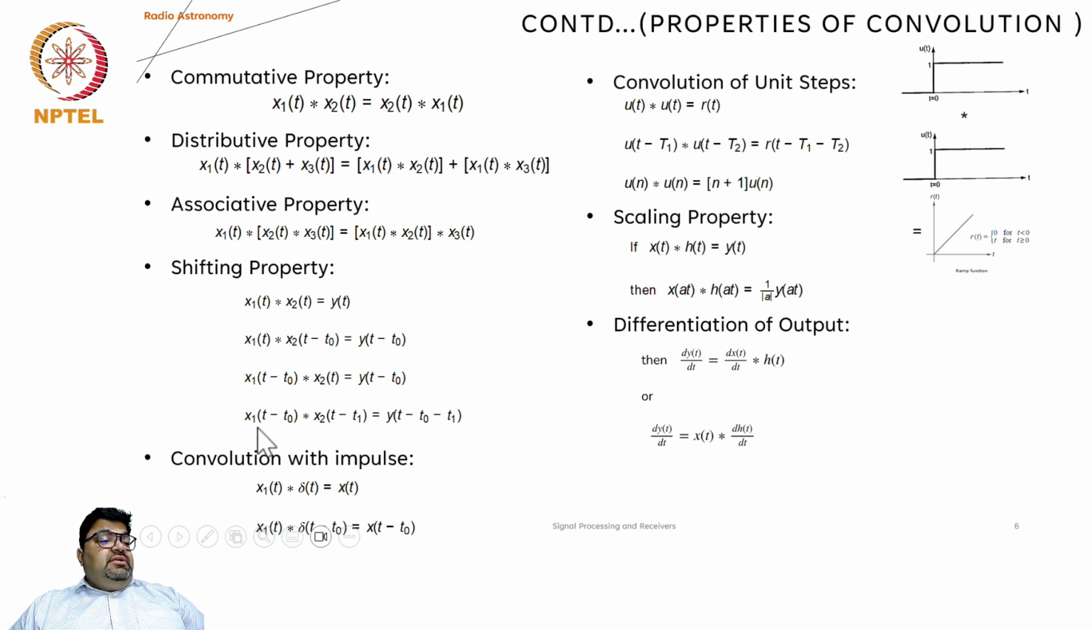If both x1 and x2 are shifted by t0 and t1 respectively, then y is shifted by t0 plus t1. Convolution with impulse: x1 can be convolved with a delta function, and so x1 convolved with a delta function of (t minus t0) gives you x(t minus t0).